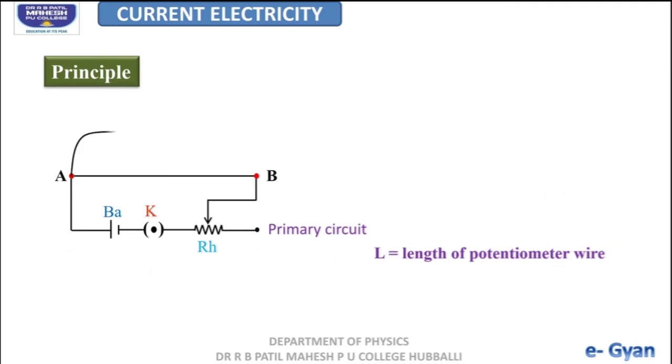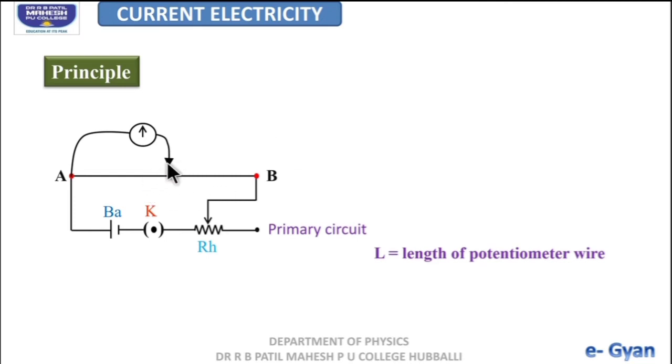Now voltmeter is connected to this wire. One terminal of voltmeter is connected at A and the other one is connected with sliding contact. When you move the sliding contact on this wire, the voltmeter reading goes on increasing. By this we come to know that V is directly proportional to L.